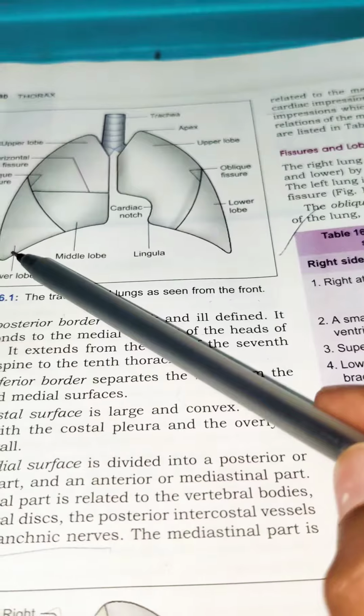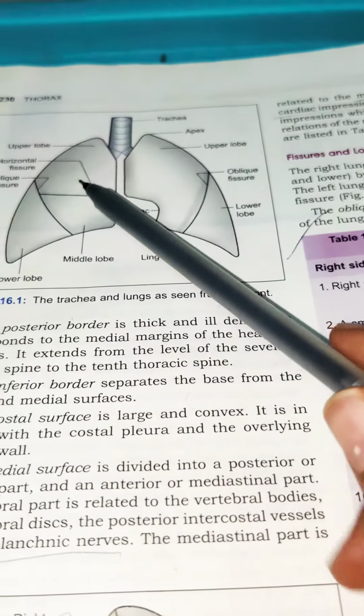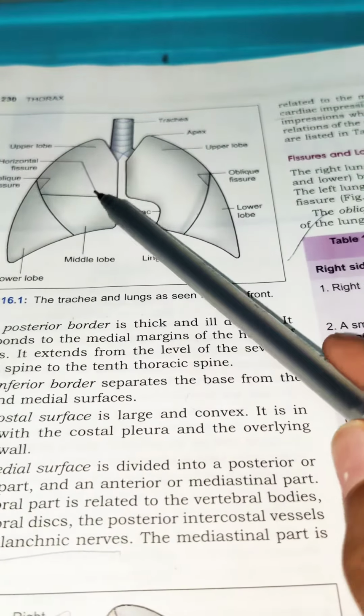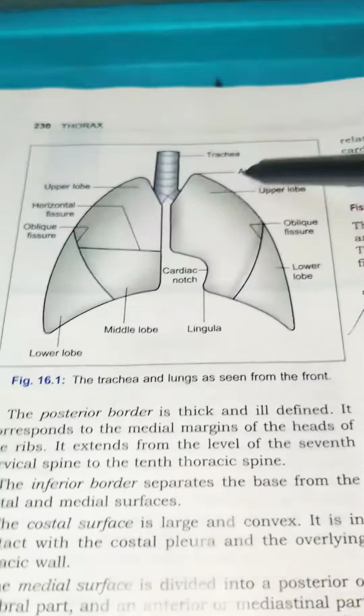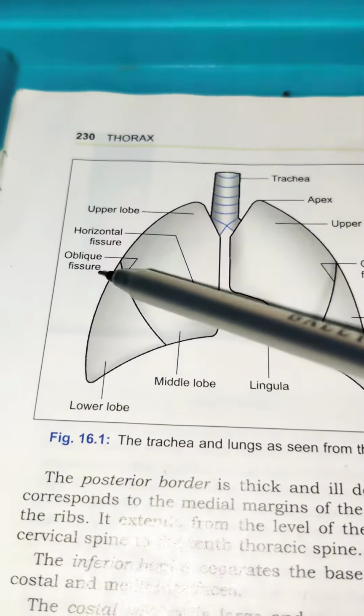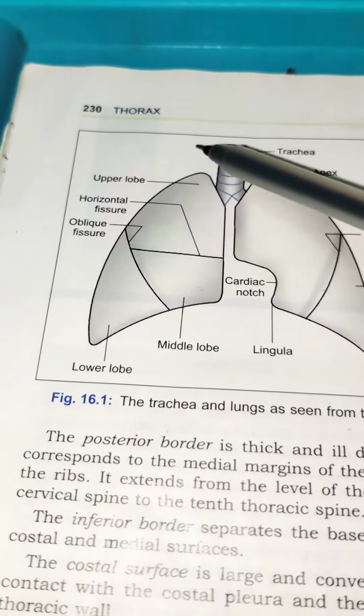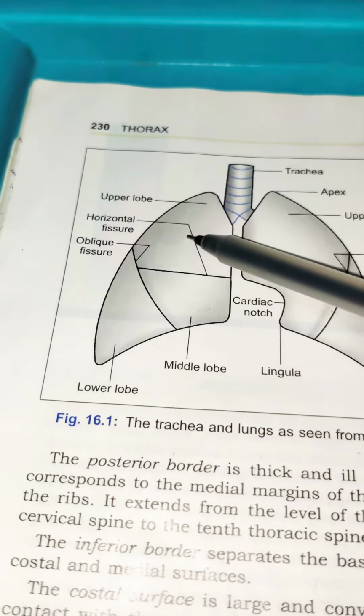Now let us see the fissures and lobes of the lung. So the right lung, you can see, has 3 lobes and 2 fissures. One is the oblique fissure, and one is the horizontal fissure, which divide the right lung into the 3 lobes.